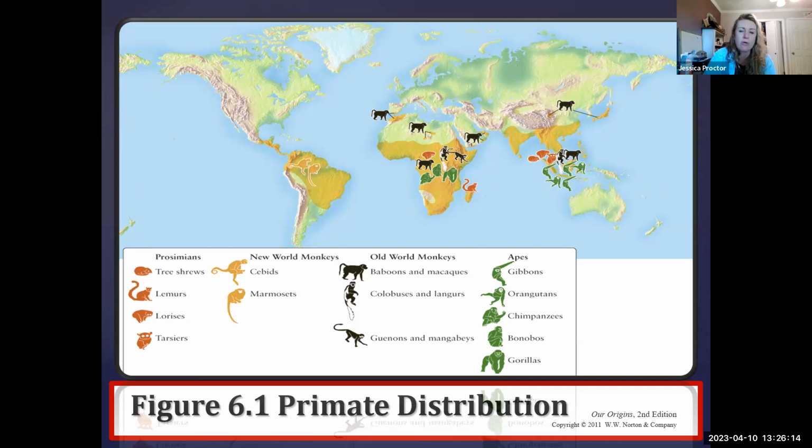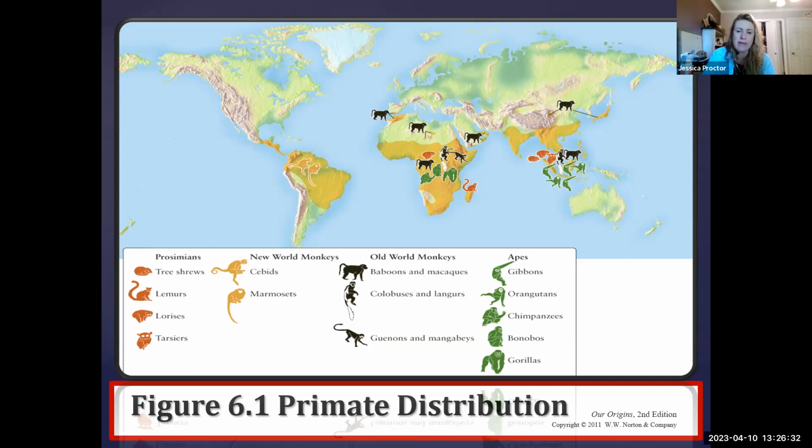And then we've got the higher order primates, which are called the haplorhines. The haplorhines are going to be further divided into the platyrrhines and the catarrhines. The platyrrhines are the New World monkeys. And then the catarrhines will include Old World monkeys, apes, and humans.